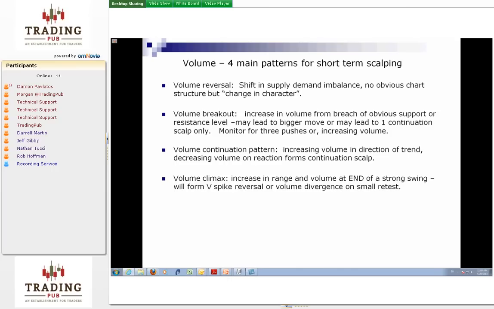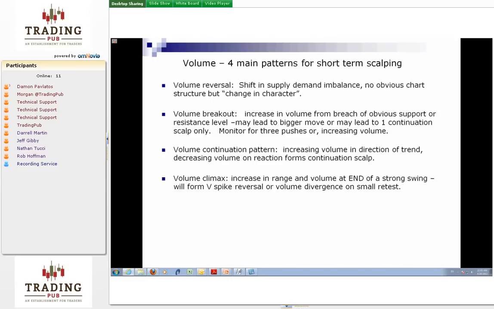Next, volume continuation pattern. This is our simple bull and bear flag continuation, which I'm sure everybody is familiar with. And lastly, a volume climax, increase in range and volume at the end of a strong swing. After you have a volume climax, you get one of 2 outcomes. You either can get that dramatic V spike reversal, or you get a small retest with a volume divergence.